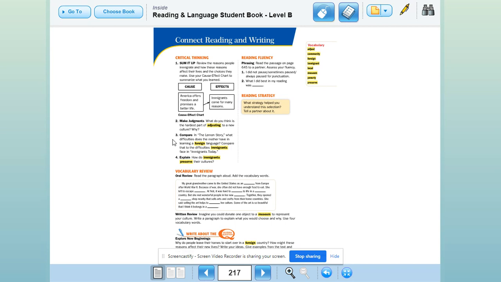So we want to compare. When we compare, we talk about similarities or differences. What difficulties, things that were hard, does the mother have in learning a foreign language and learning a new language? So foreign means it's a new language.